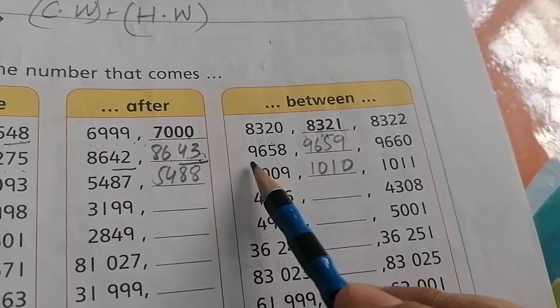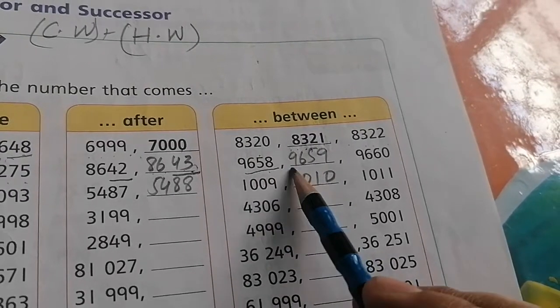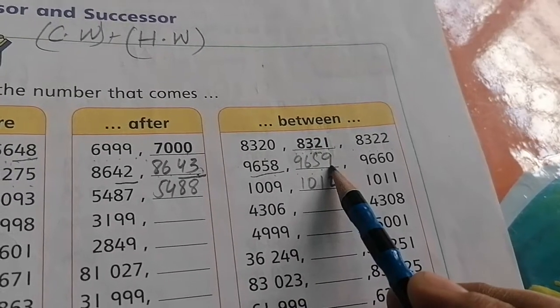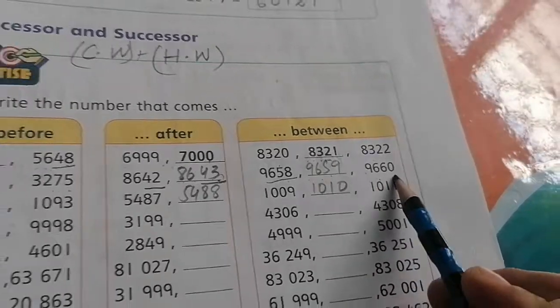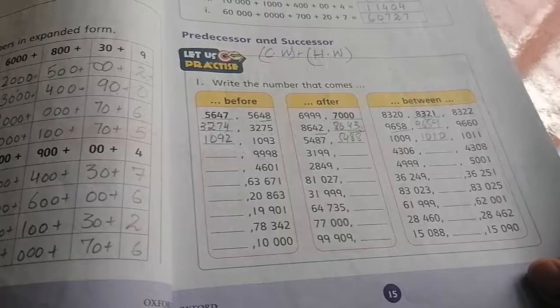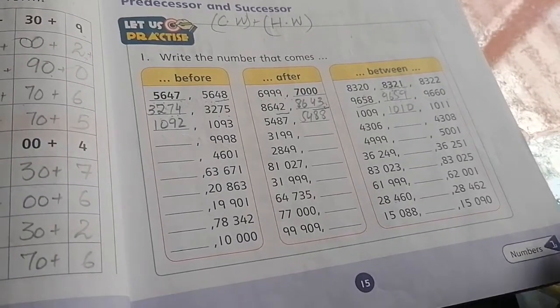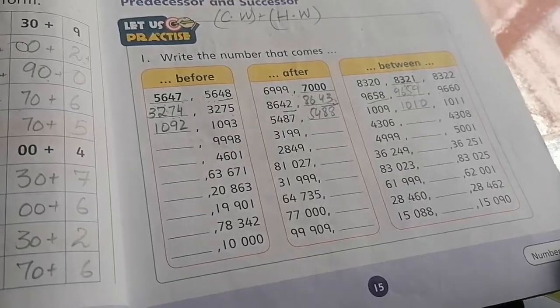8,643. 9,658, 9,659, 9,660. Okay students, complete it in the book. It is very easy and very simple. You can take help from your mother or brother or sister.